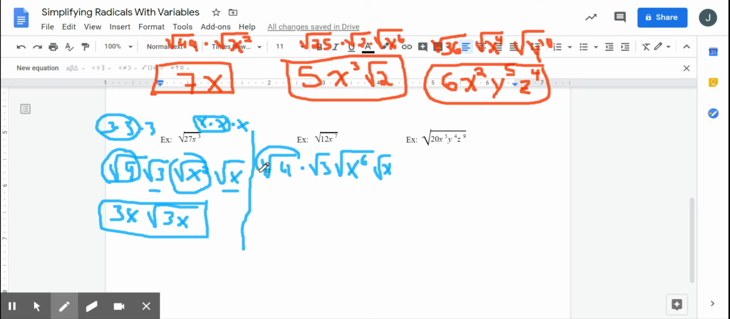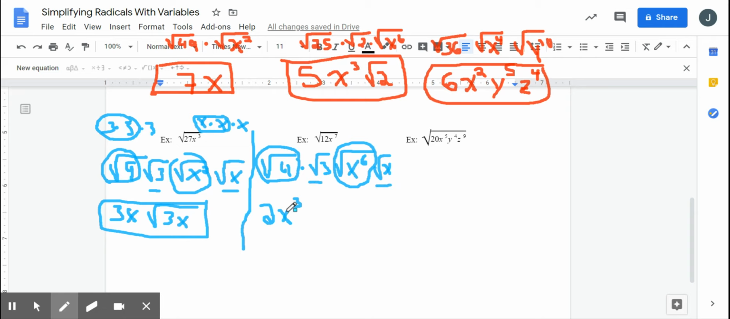So square root of 4 we can take, it's 2. Square root of x to the 6th we can take because that's an even exponent. 6 divided by 2 is 3, so we've got x to the 3rd.